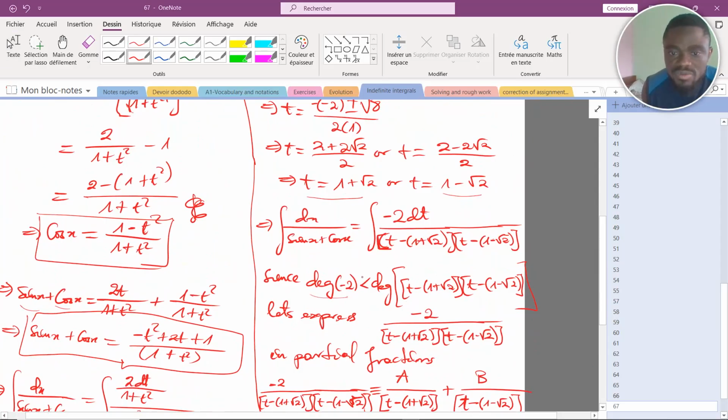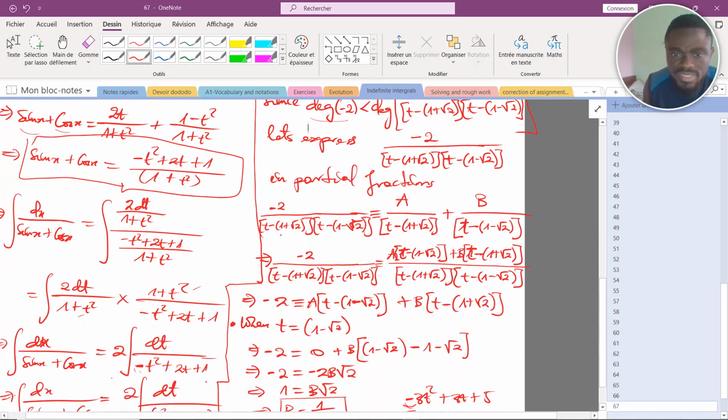Now, since the degree of this numerator, this minus 2, is less than the degree of the product of this, we have to express what? In partial fractions. So this is a linear factor. This partial fraction will be a all over this plus b all over this. So I'll copy back this. Naturally, the LCM here has to be the same thing as here. So this divided by this, I'll have a times, because this is t minus 1 plus root 2, this one. So this divided by this, I'll have b times this one.